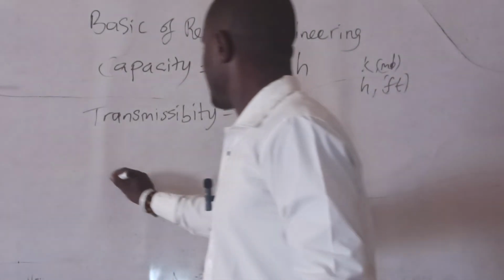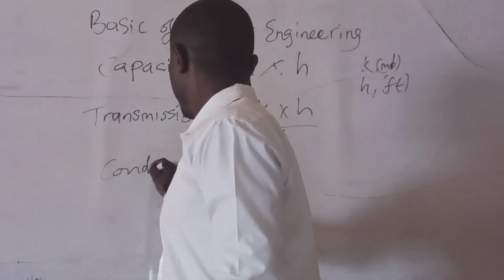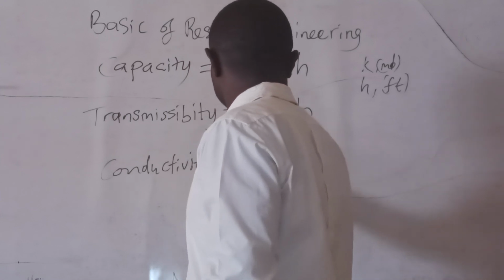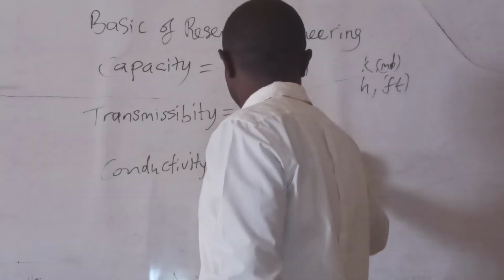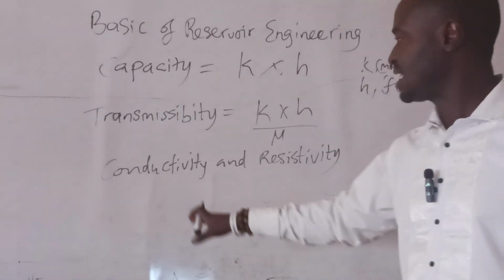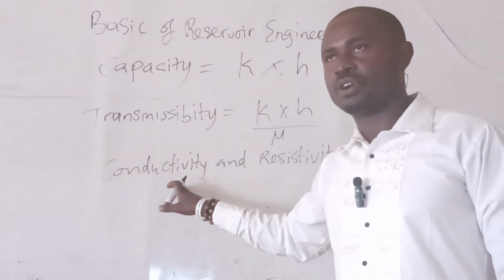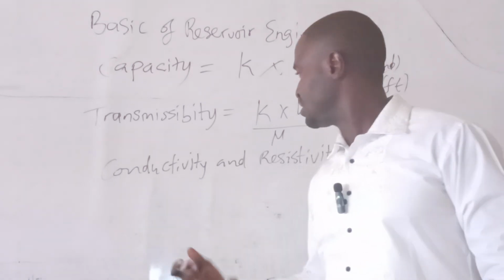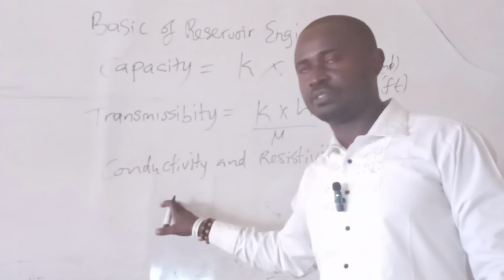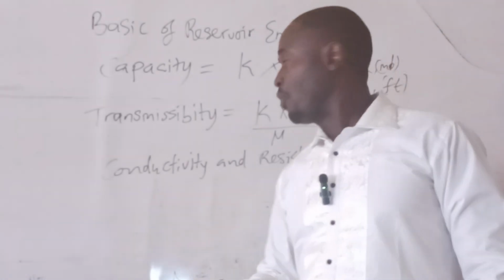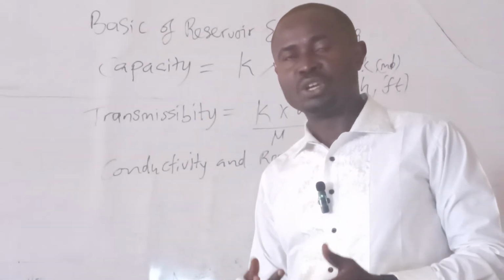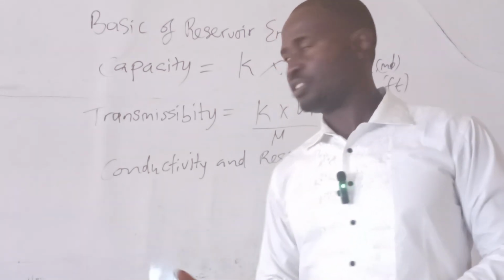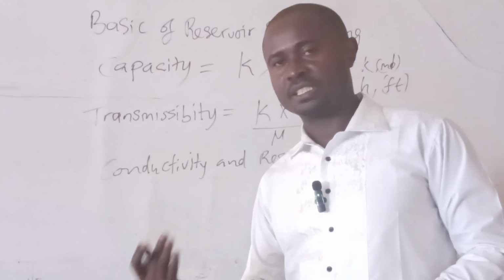All this will help us to determine our conductivity and resistivity. When we talk of conductivity and resistivity, we are looking at the ability of the reservoir to conduct heat or electricity within that reservoir itself. And for our oil and gas, we know it is usually non-conductive, in the sense that it does not allow the passage of electricity through it.